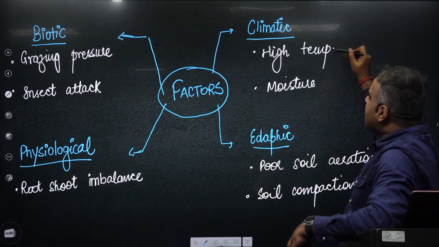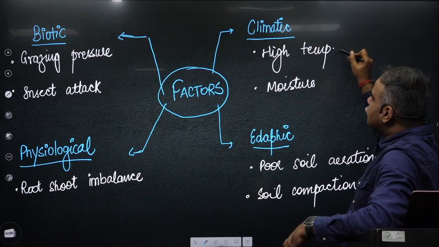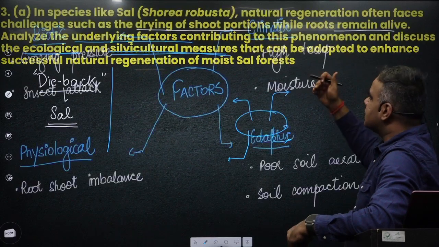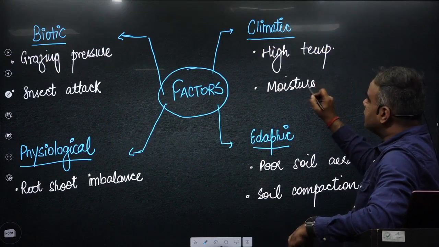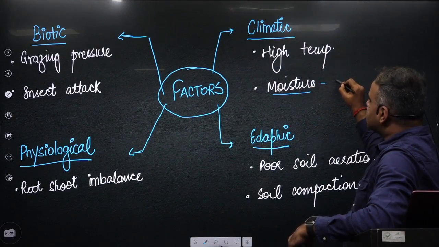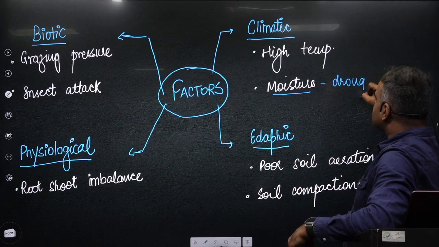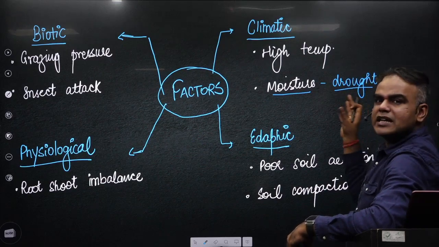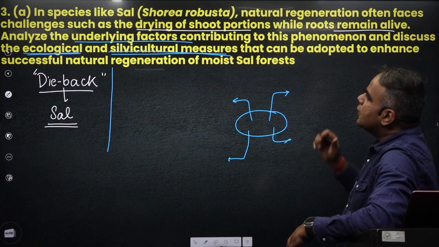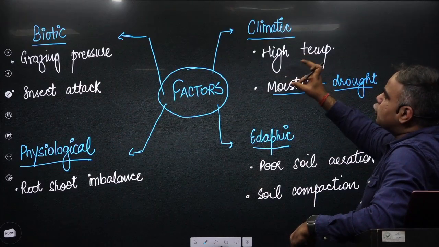Now what happens in the climate whenever the temperature is high? Because of high temperatures, the shoot portions do not get enough resources, right? Plus, high temperature sometimes coexists with drought-like conditions, so very little moisture is available. Because of these climatic reasons, often the drying of shoot portions happens.